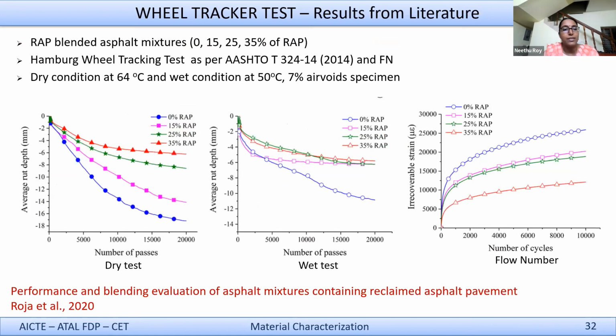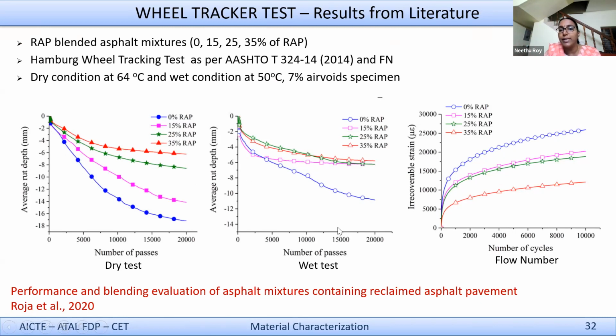Here are some results from the literature. This is the dry rut test results provided for RAP mixtures. This is for the wet test, and this is the flow number test from the same study. I've taken this from Roja et al. 2020. They tried different mixes of 0% RAP, that is normal HMA, then 15, 25 and 35% RAP, and you see that the 0% RAP has rutted. This is the average rut depth in the downward direction. So the rut depth has increased drastically, whereas in the case of 35% RAP, the performance was much better in terms of rutting.